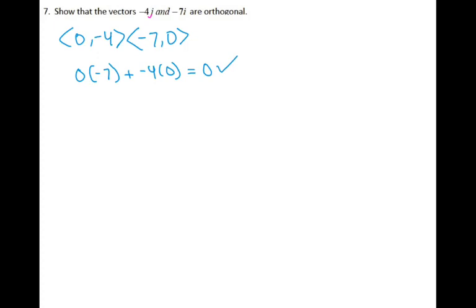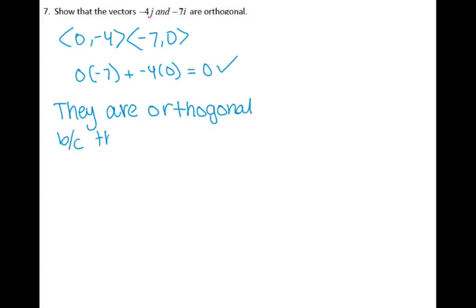And then to show that the vectors are orthogonal, I'm going to say they are orthogonal because the dot product is 0.